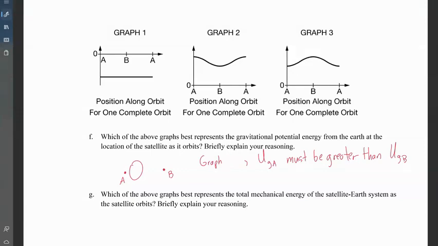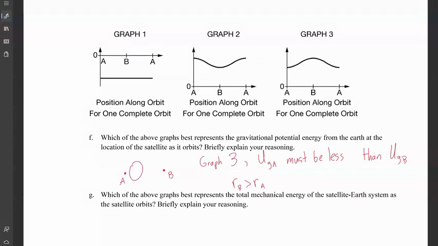Let's back up for a moment. It is graph 3 because UG at A must be less than gravitational potential energy at point B. Thank you for bearing with me. Sorry. Because radius of B is greater than radius of A. By the way, if you ever do something like that on your AP test, just write it like this, they totally accept it and they're totally fine with that.